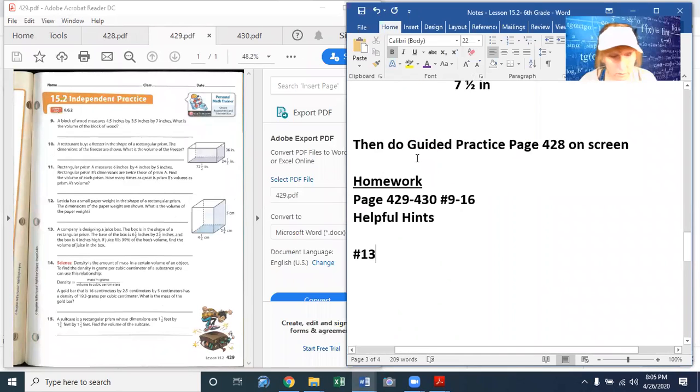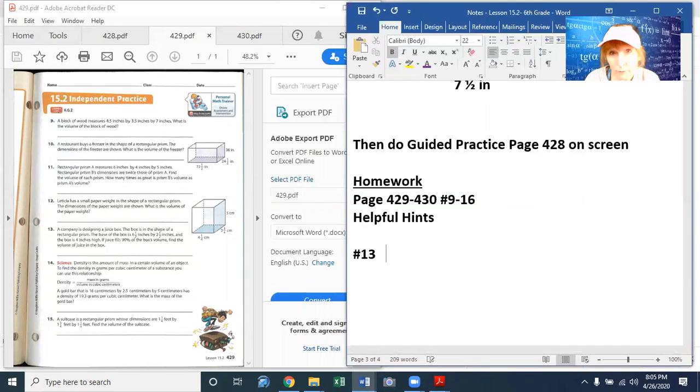Okay. So number 13 says, a company is designing a juice box. The box is the shape of a rectangular prism. The base of the box is 6.5 inches by 2.5 inches, and the box is 4 inches high. If juice fills 90% of the box's volume, find the volume of juice in the box. So here are your hints for this.